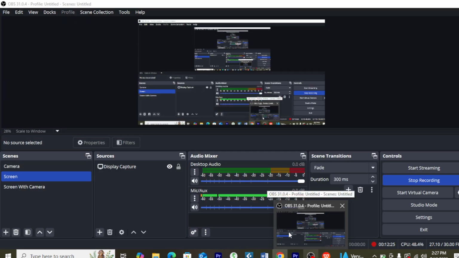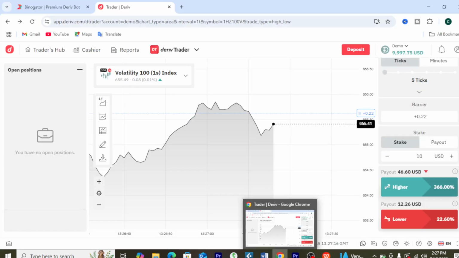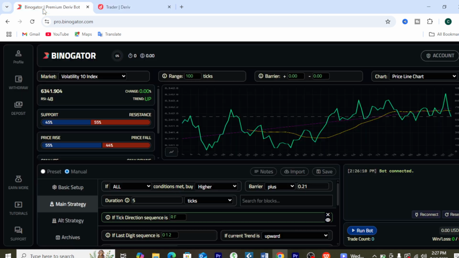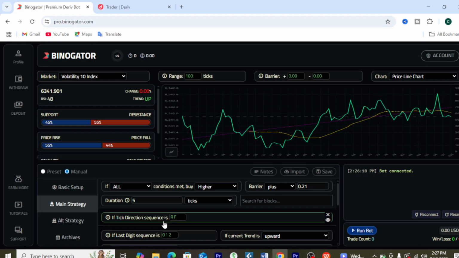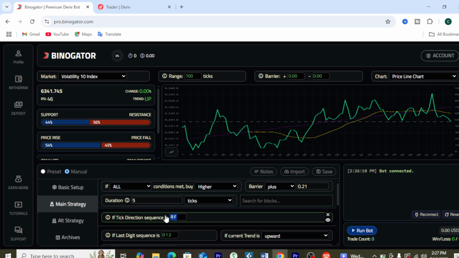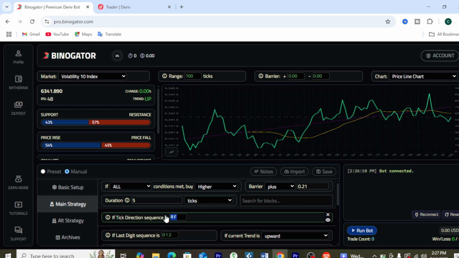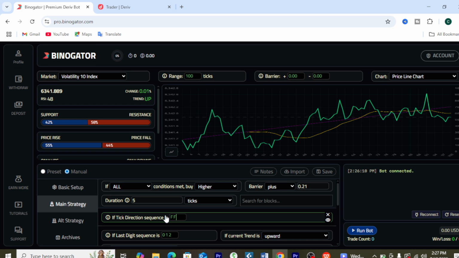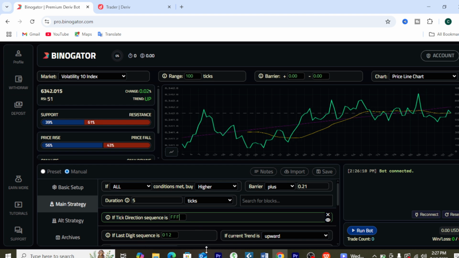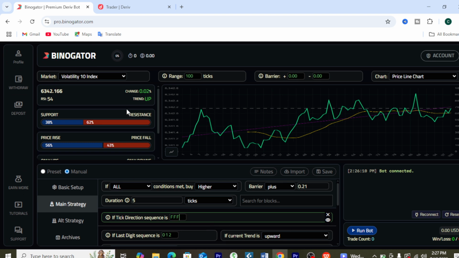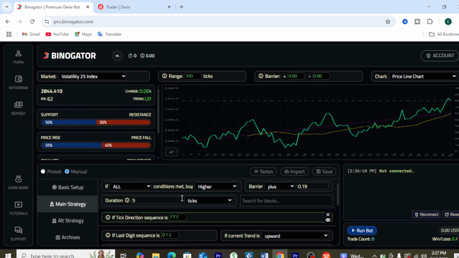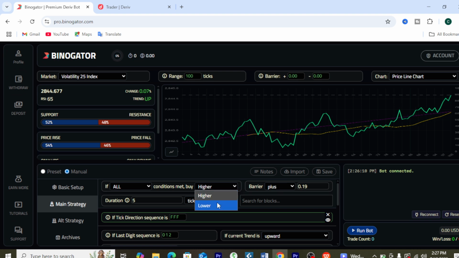In this video, I don't want the video to get too long. So this is the strategy. This is how to set it up on the bot. If tick direction sequence is what I want you to change this to. This is ROF. This ROF means rise and fall. I want you to change it to fall, fall, fall. So you are telling the bot that whenever this condition happens, whenever there are three falls consecutively, the bot should buy lower.